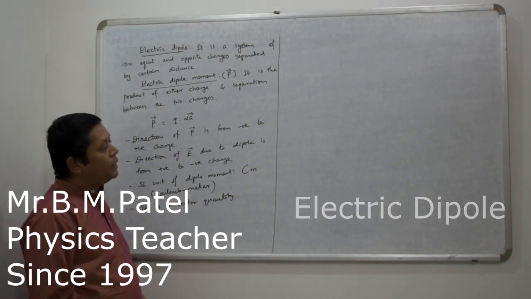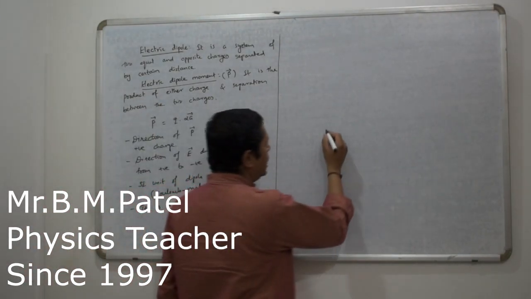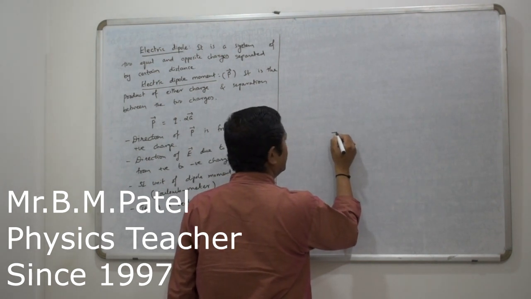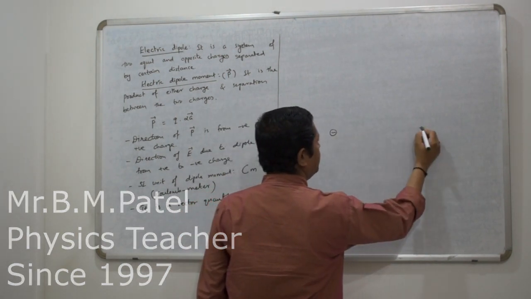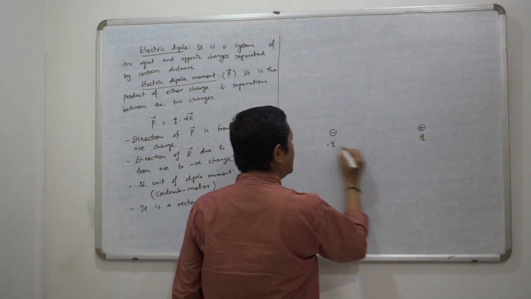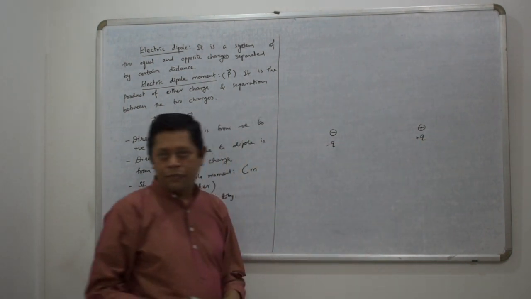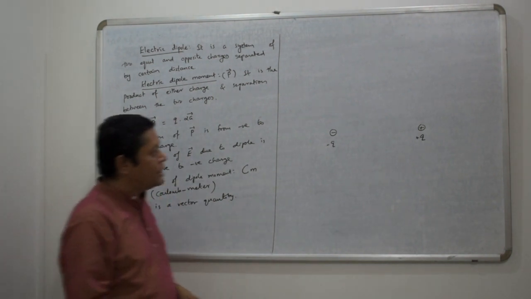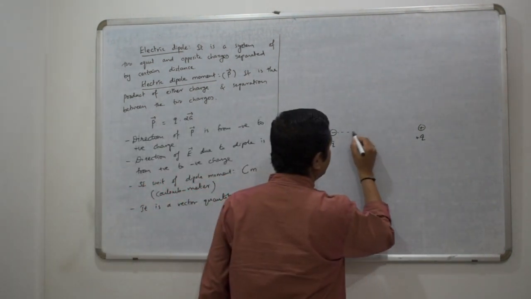Electric dipole is a system of two equal and opposite charges, let's say minus and plus. Both magnitudes are equal, one is negative, another is positive, separated by a certain distance.